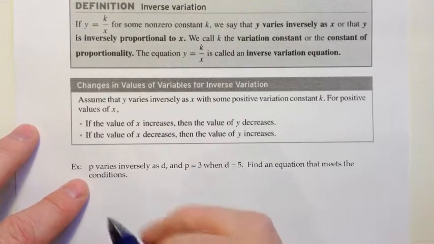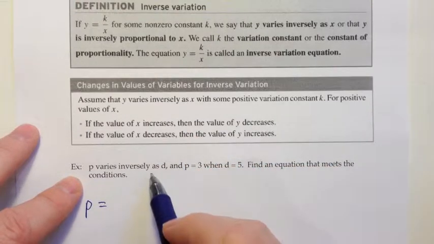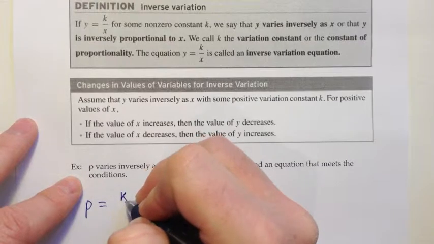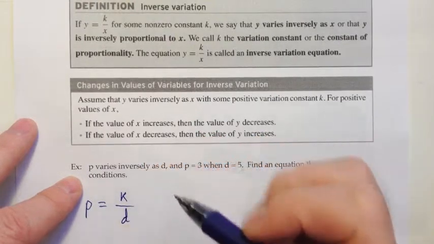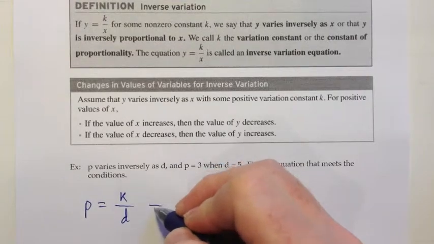So when they say p varies inversely, we're going to write p equals, and instead of putting k times d like we would do if it said directly, we're going to put k over d when it says inversely. So that's the big difference. If it said direct, it would be k times. When it says inversely, it's k over. The rest of the process is very similar to what we were doing before.